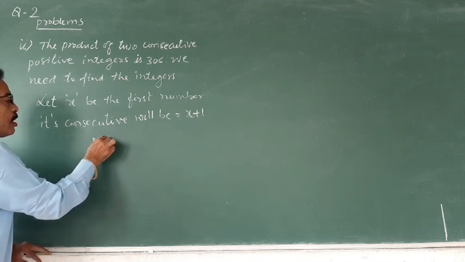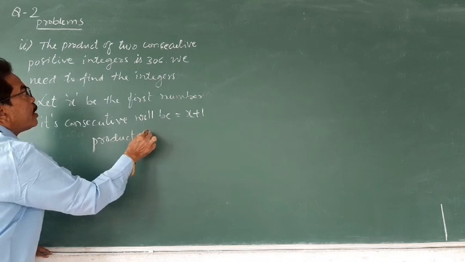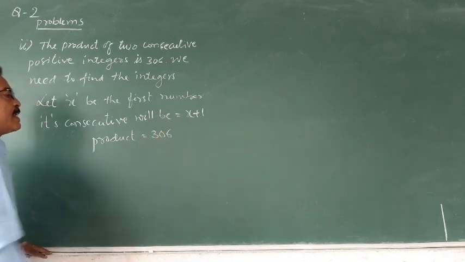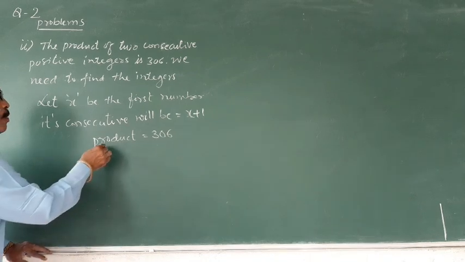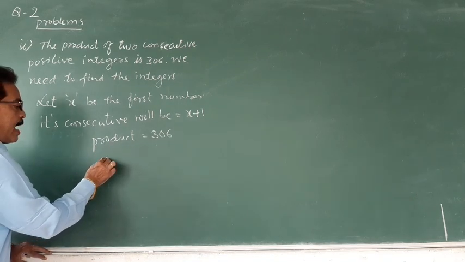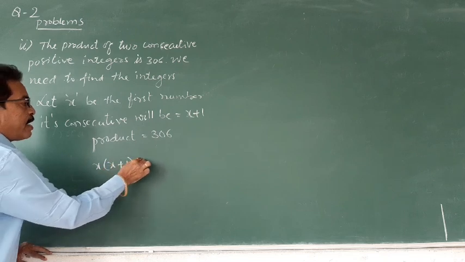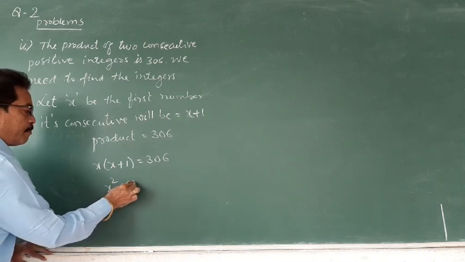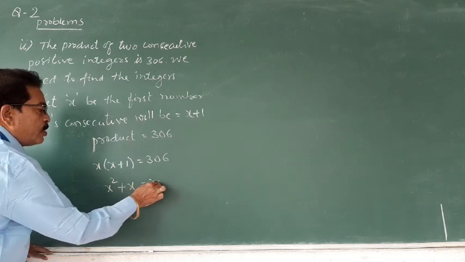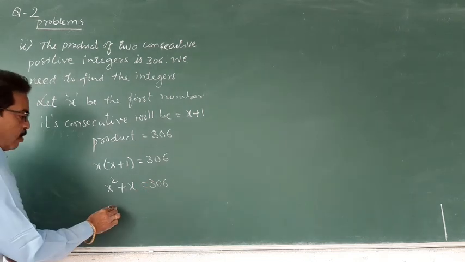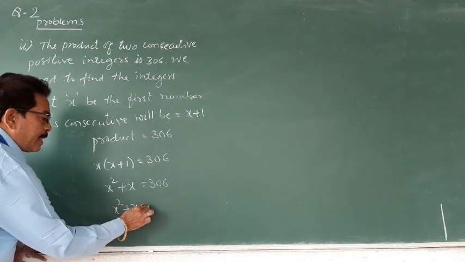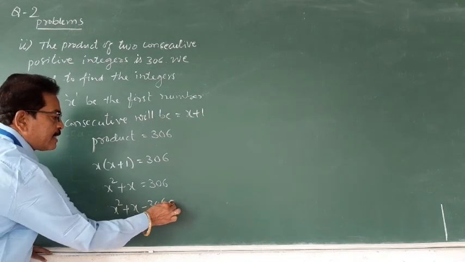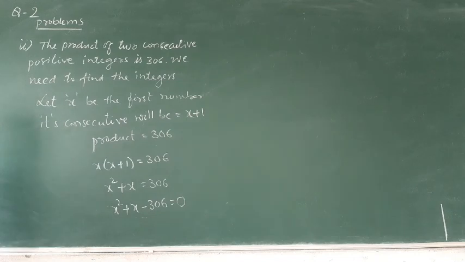So what is the statement given? The product of the two consecutive numbers equals 306. So the product of the numbers, that is x in the bracket x plus 1 equals 306. x into x, x square plus x equals 306. So x square plus x minus 306 equals 0. Then you observe what we have considered.